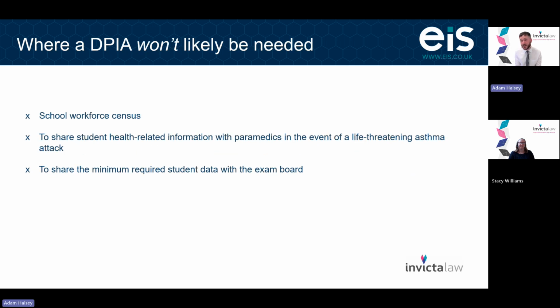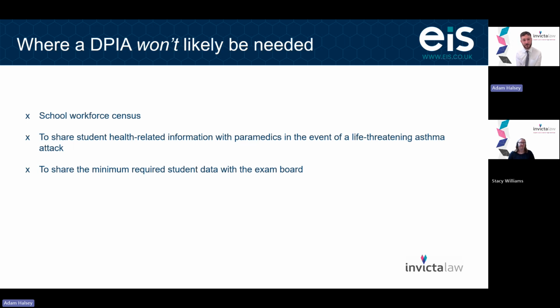But not every single piece of data processing we do will need a DPIA. I think it's important to say that, a DPIA will not always be needed. Some examples, the school workforce census. We have to do it. The relevant authorities tell us how to do it. They say you need to do it. So we've got to do it. It's no good us risk assessing and deciding whether or not we're going to do it because we've got to do it.